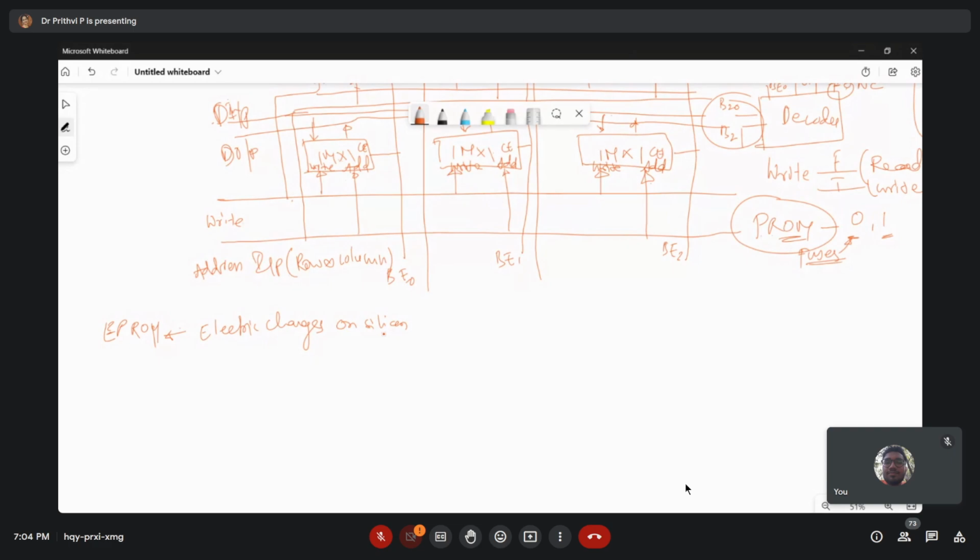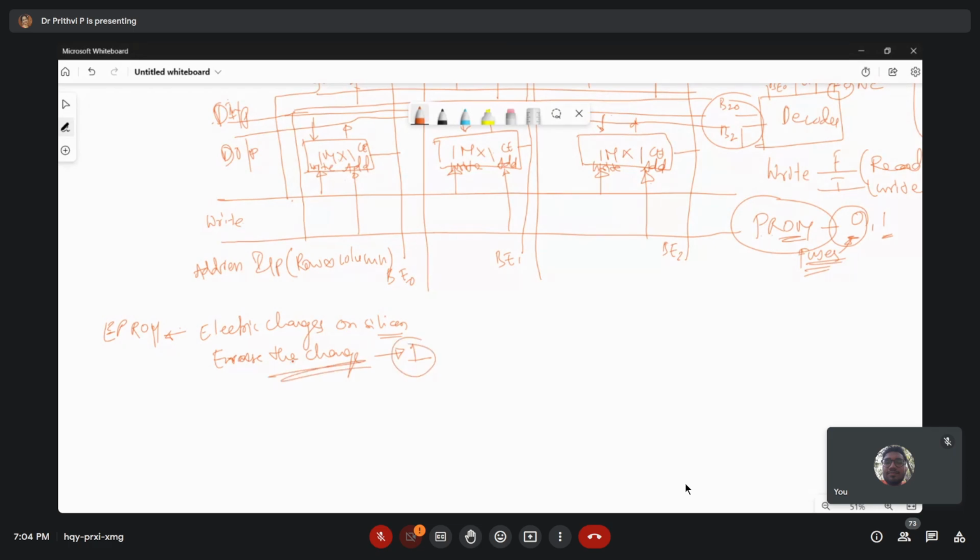Again we are taking the semiconductor thing only, and when you are erasing, what happens here will be reverse. You erase the charge, it will store 1. Here you blow the fuse, it will be storing 0. Here you erase the charge, it will be storing 1.